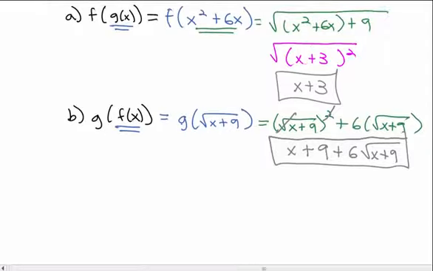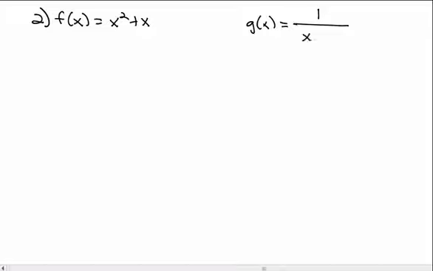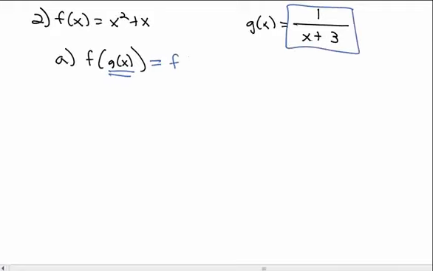Let's do another example. How about f of x equals x squared plus x, and g of x equals 1 over x plus 3. And we're going to find first f of g of x, then we'll go back and find g of f of x. So again, g of x, the inside stuff is this fraction, so we've got f of that fraction, 1 over x plus 3.